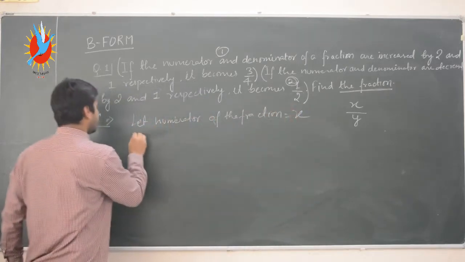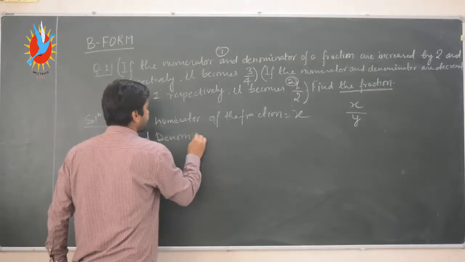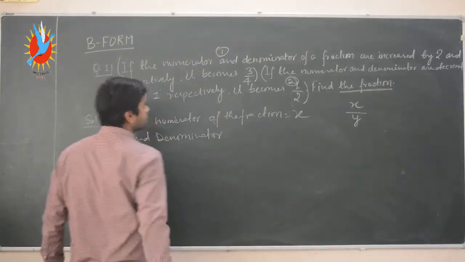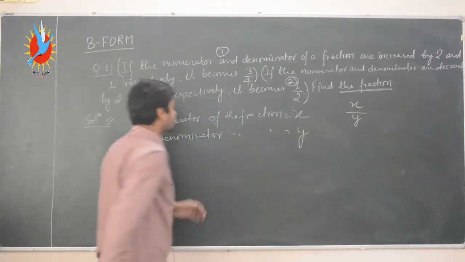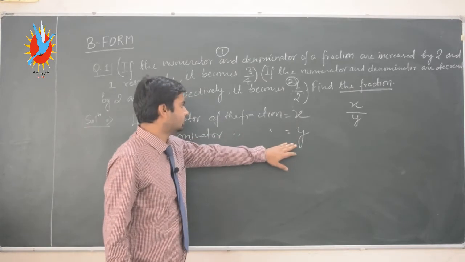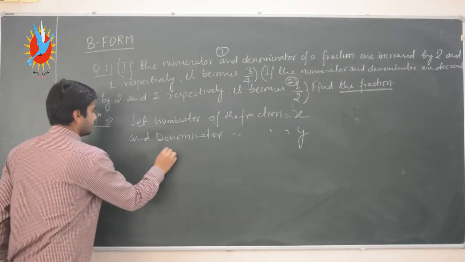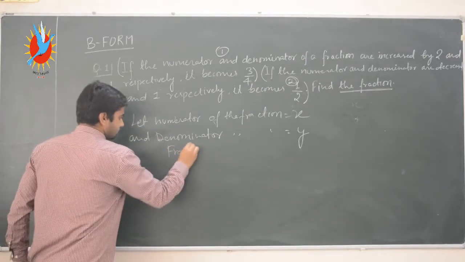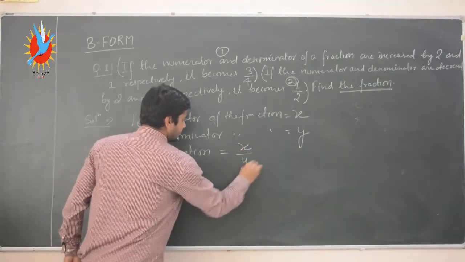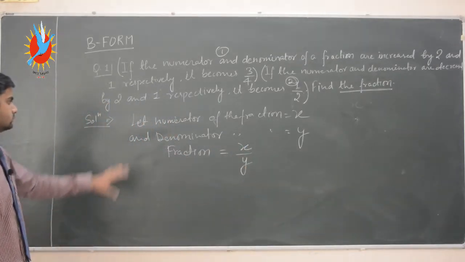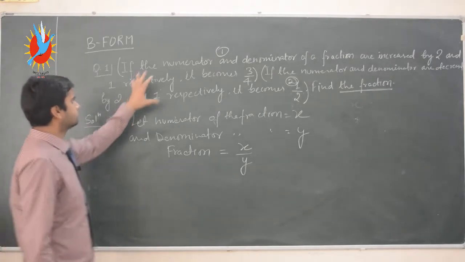So I am assuming the numerator of the fraction is x and the denominator of the fraction is y. If the numerator is x and the denominator is y, then the fraction will be equal to x upon y, numerator divided by denominator. This is what we have assumed. Now we are going to see condition 1.